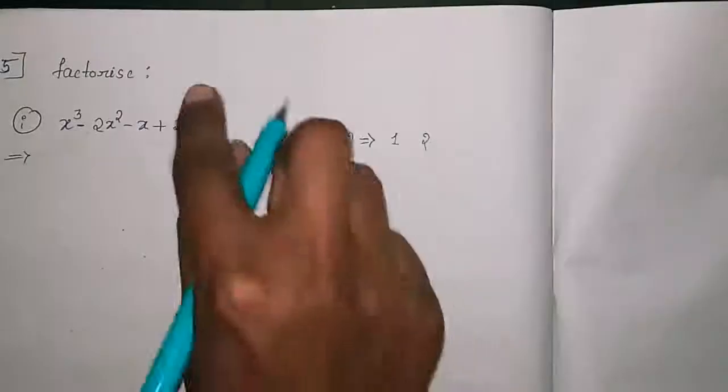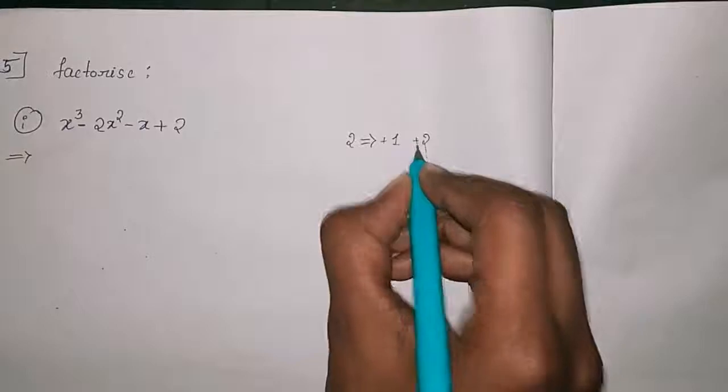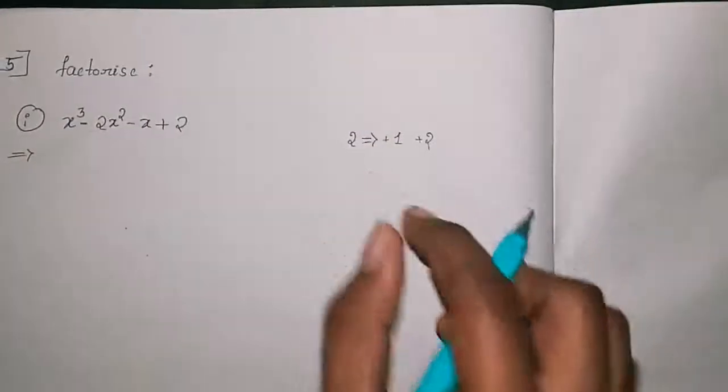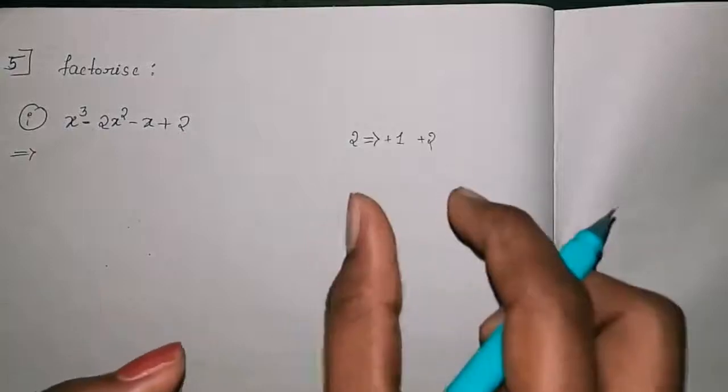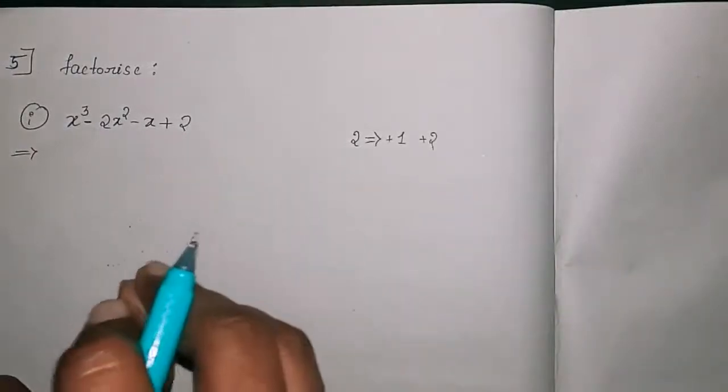So like that, on the basis of the constant you have to guess. First you consider these two numbers as positive, positive 1 and positive 2. If the signs are positive, so this is the trial and error method. Okay, so you have studied zeros of the polynomial.